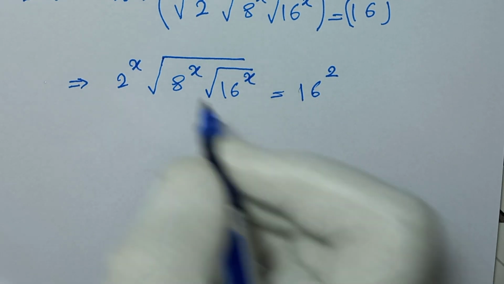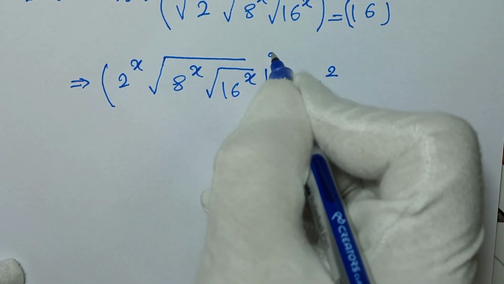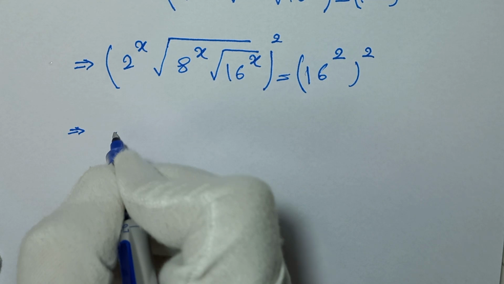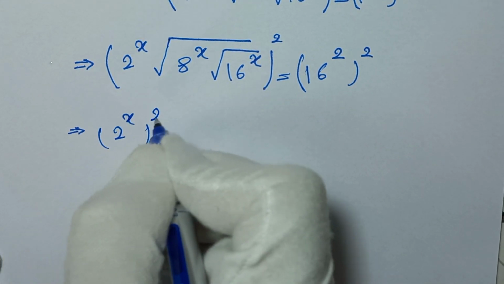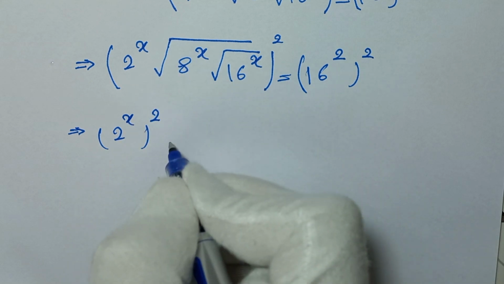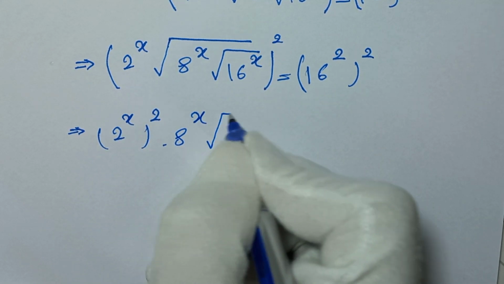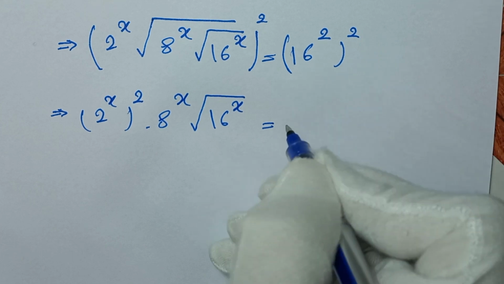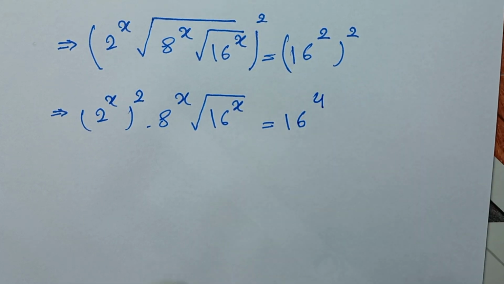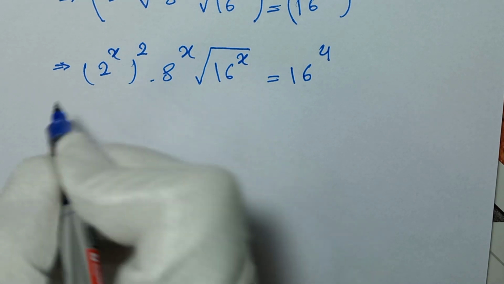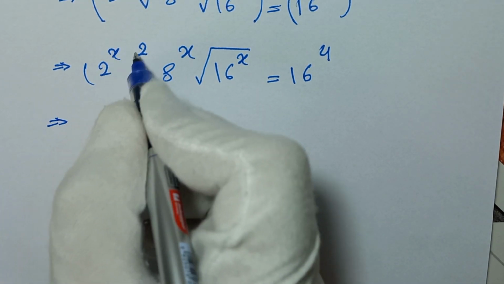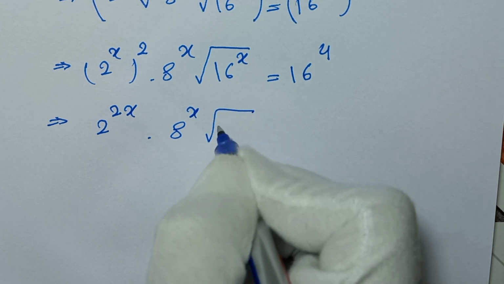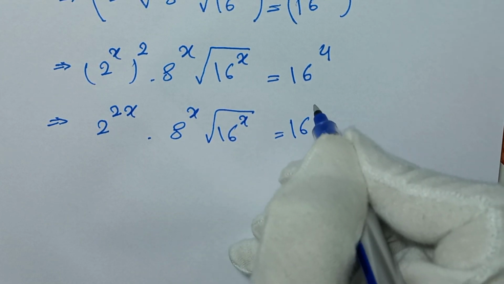And in next step, again, we raise both sides of this equation to power of 2. Here it will be 2 to power of x to power of 2, and this square root will cancel, and it will be 8 to power of x times square root of 16 to power of x is equal to 16 to power of 2 times 2, which is 4. And next step, 2 to power of x to power of 2 will be 2 to power of 2x, right? And times 8 to power of x square root of 16 to power of x is equal to 16 to power of 4.